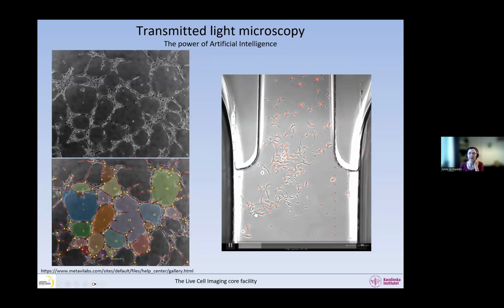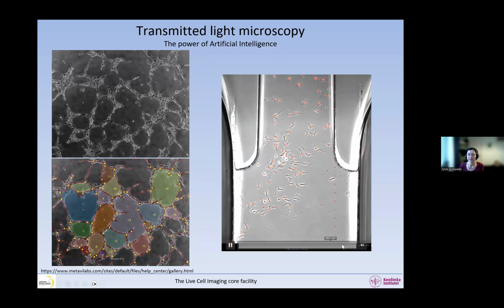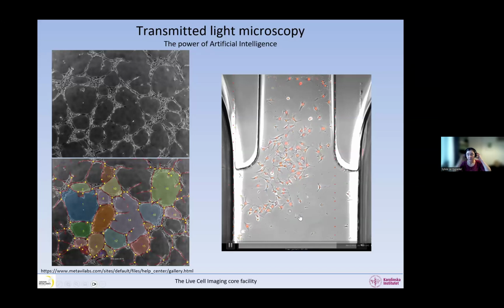So this is an example of what we can do with transmitted light microscopy. You should not look down on transmitted light microscopy because with the advance of AI, what we can do is fantastic. You can see here how we can track these cells and pretend that we have a label on the nucleus. This is a fake label that is found by AI. And it's really extremely powerful.